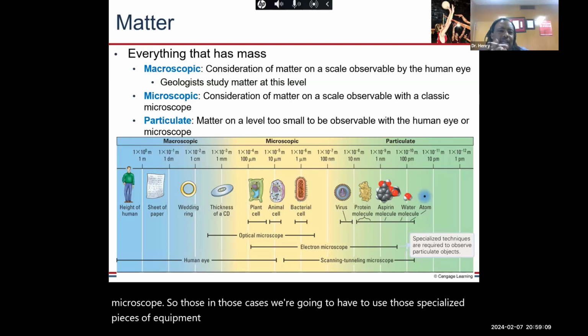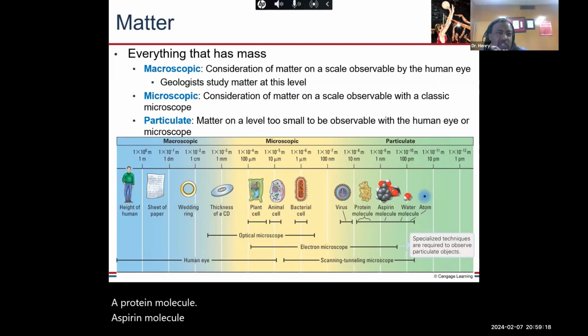So those are going to be things kind of like the virus, a protein molecule, an aspirin molecule, a water molecule, which is a single water molecule, or an atom.